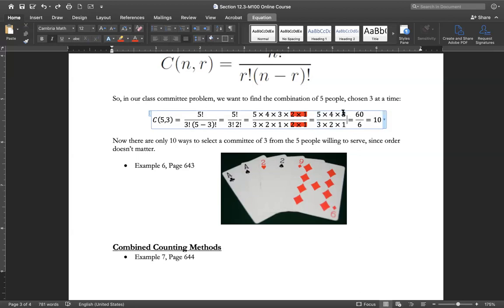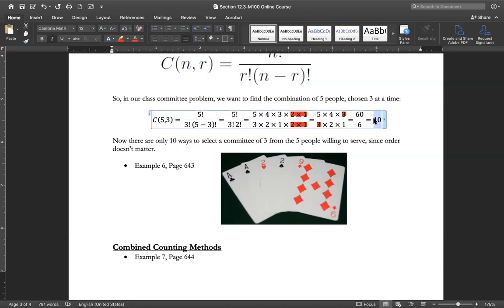If I had done, let me go back to what I did a second ago. If I canceled out the 3's and I had 5 times 4 over 2 times 1, that's 20 over 2, which is still 10. Doesn't matter. I could cancel this 2 with the 2 up there, with 2 in the 4, and I'd have 5 times 2 is 10. Again, it doesn't matter.